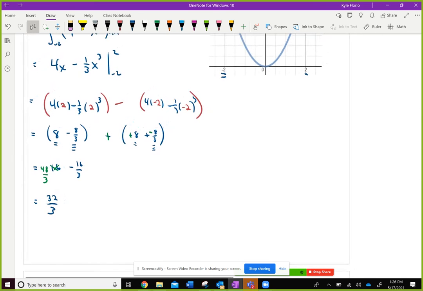Is it how many times it touches the x-axis? No. Can you use direction?